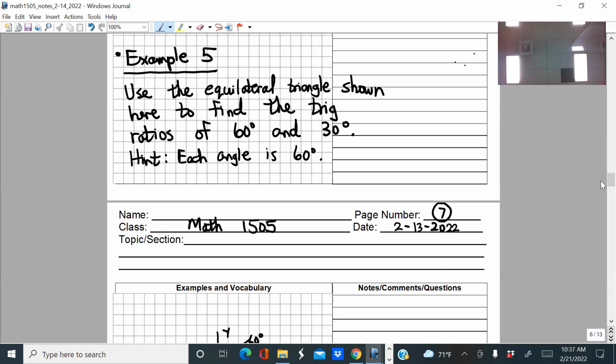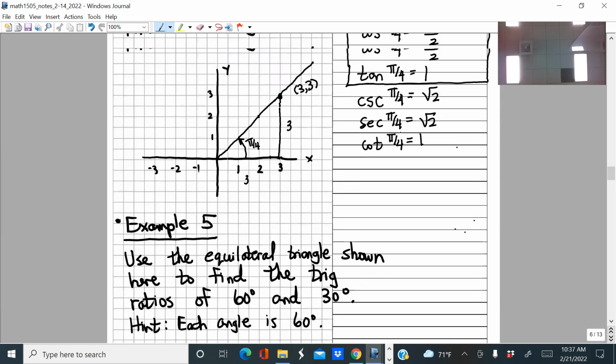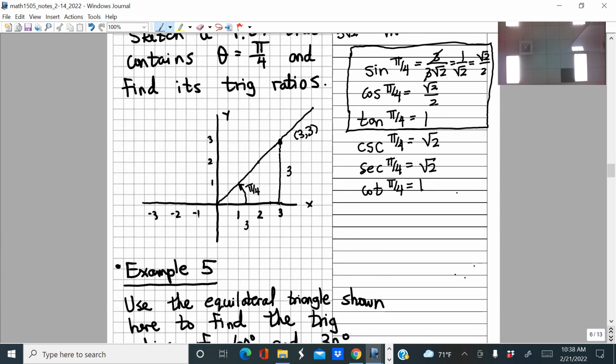Now, last time we discovered the ratios for pi over 4, 45 degrees, and we wrote those down. So sine of 45 degrees, again, remember that's pi over 4 in radians, was square root of 2 over 2. Cosine is also square root of 2 over 2, which makes pi over 4 a really useful angle. And tangent is easy, it's just 1. So tangent of 45 degrees is just 1. And then, a little bit less important because you can derive them if you know these 3 ratios, are the cosecant, the secant, and the cotangent for pi over 4, 45 degrees. Notice it's square root of 2, square root of 2. We derived those trig ratios from looking at a picture of a right triangle that had a 45 degree angle in it.